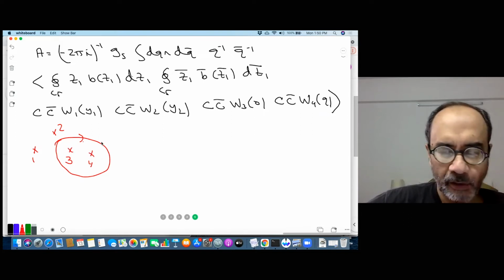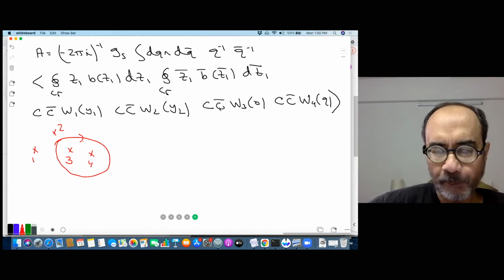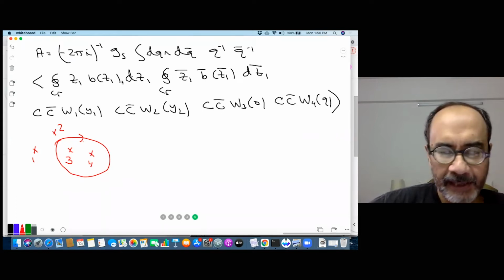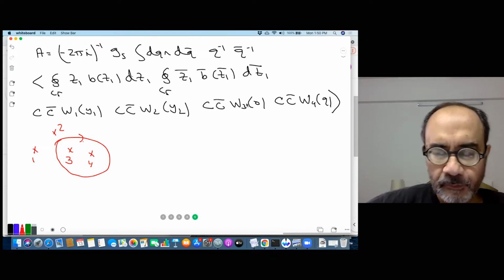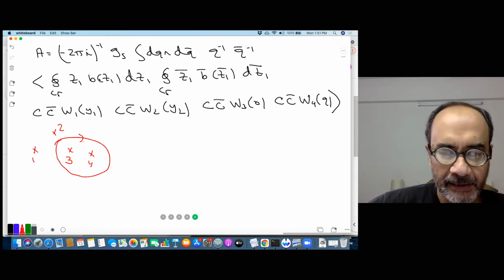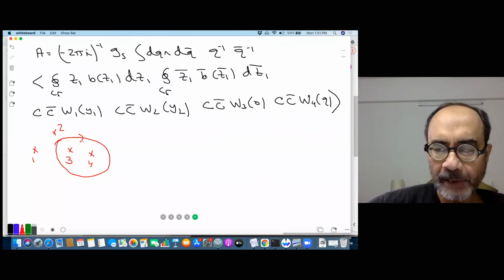The residues are in general non-zero because B bar, for example, has a single pole at C bar. Similarly, this B has a pole at C. But you can see that the residue from here will vanish because of this Z1 bar. B bar of Z1 bar, W3 of 0 has a 1 over Z1 bar, but because of the Z1 bar, that pole is killed. So you don't pick up any residue from here. Similarly, this one doesn't pick up any residue either, because B with C has a 1 over Z1, but this Z1 kills it. So the only residue that you pick up is from here.